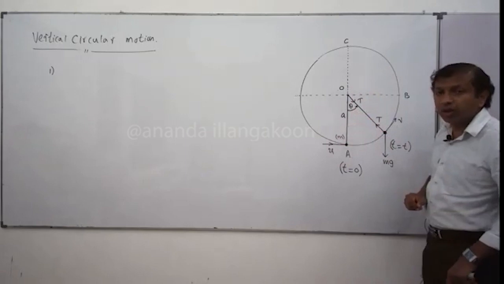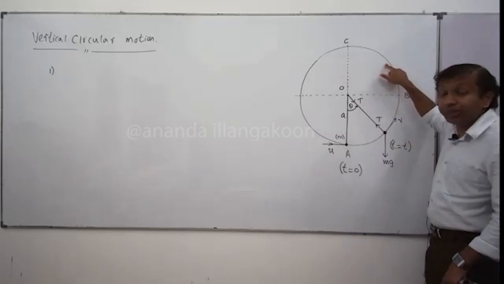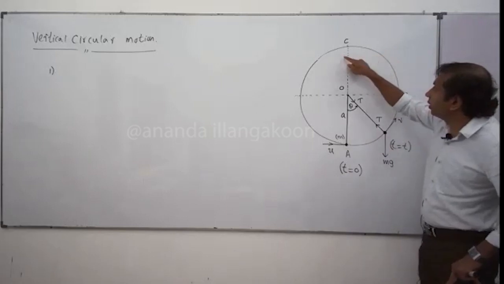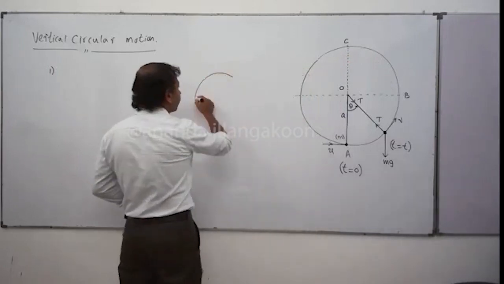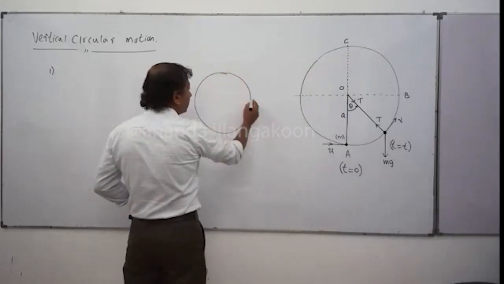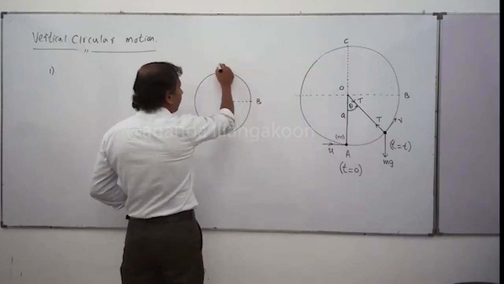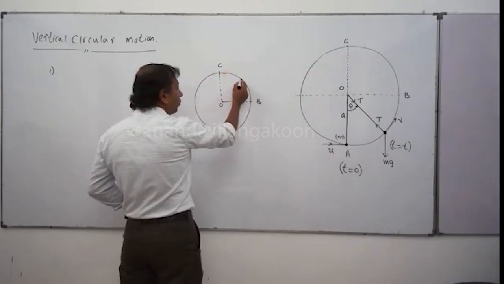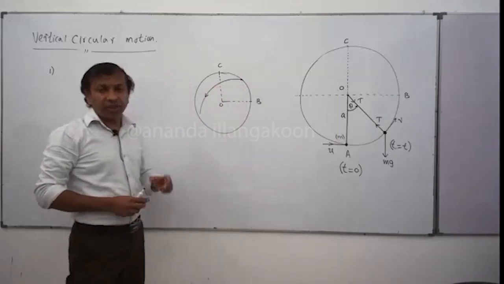Second possibility: the particle may leave the circular motion and begin projectile motion. That means the particle rises this way and passes the point B, and before coming to the point C, the particle can leave this circular motion and move under gravity as a projectile. That is the second possibility.